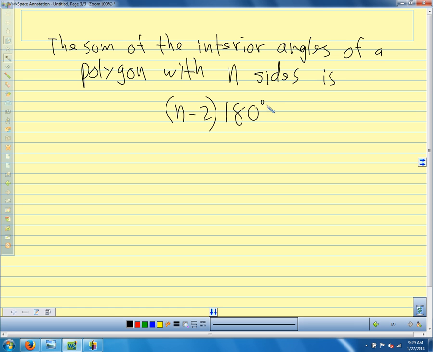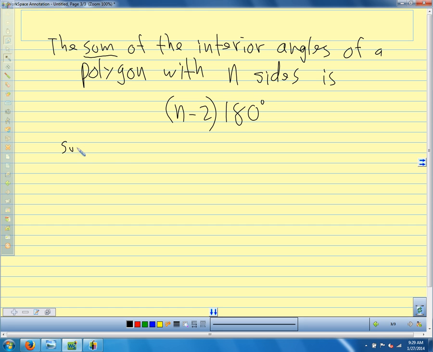So we can always figure out what the angles inside any polygon add up to. A triangle is 180, a quadrilateral 360. We can keep going. Every time we add a side, we add 180 degrees to what all the angles inside add up to. The key words that you'll see when you have a problem that has to do with all of the angles added together.